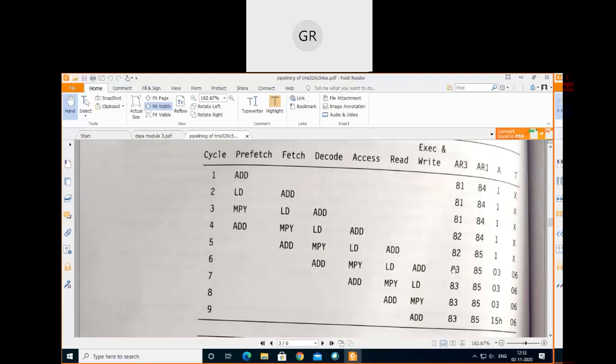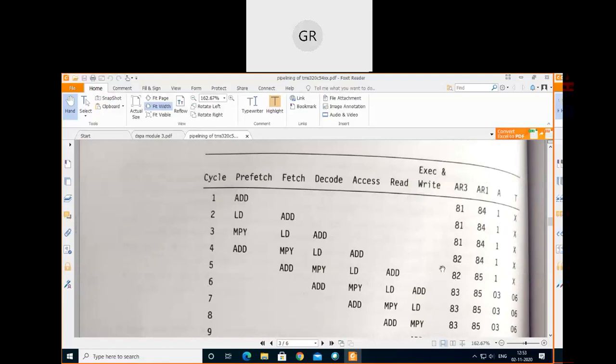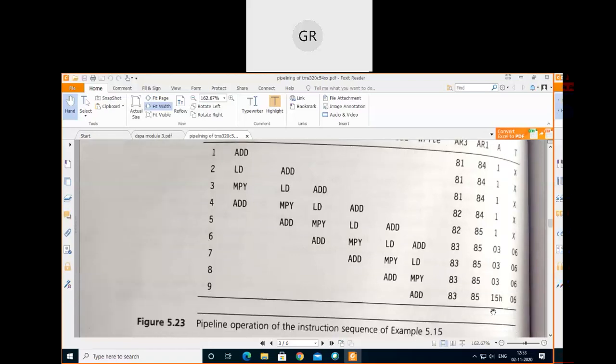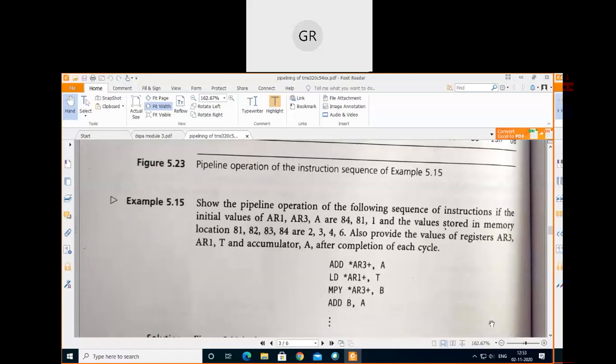Okay, now the data will be 82, AR1 becomes 85 and the A value is the same, 1. Then ADD goes to decode. MPY will access, then LD and ADD. Okay, just go through this here. Otherwise you can please practice this problem.